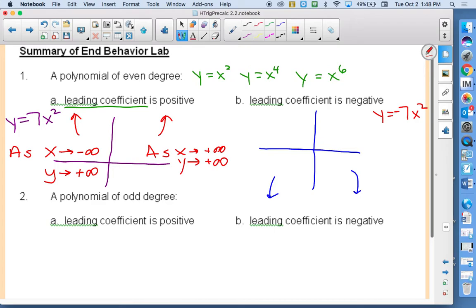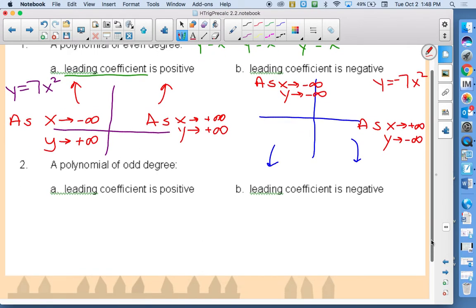And then I'm going to mimic my notation every single time. As x goes to negative infinity, now y is going down. Well, everything that goes down is negative infinity. So that little arrow means goes to, approaches. We'll use that notation various times throughout the year.